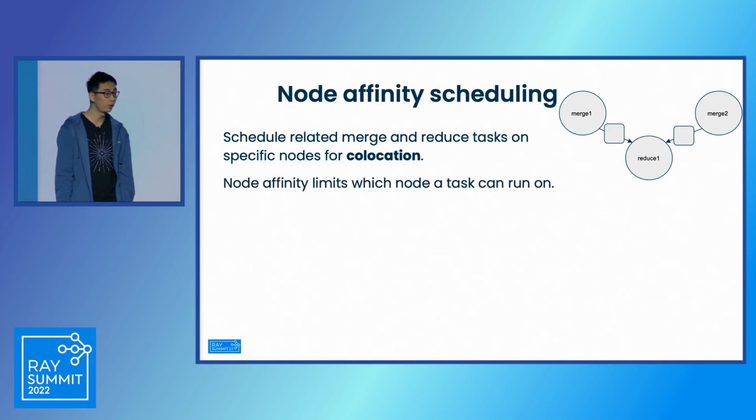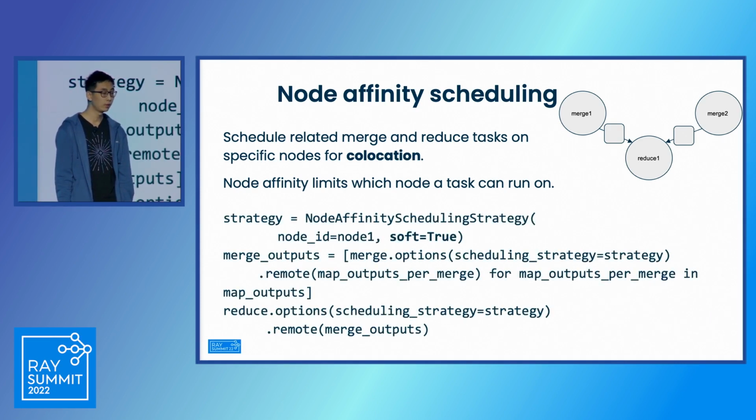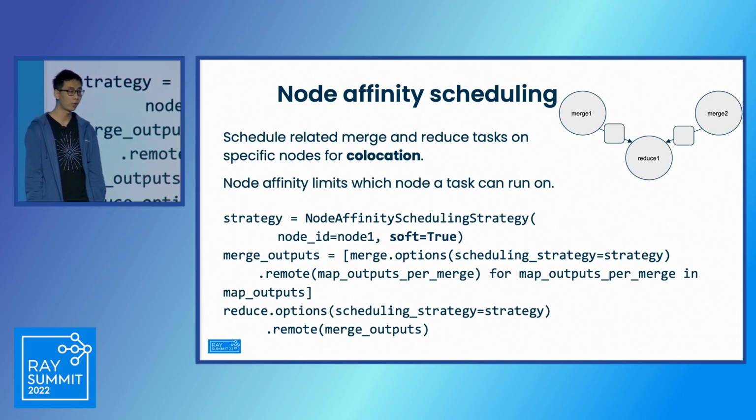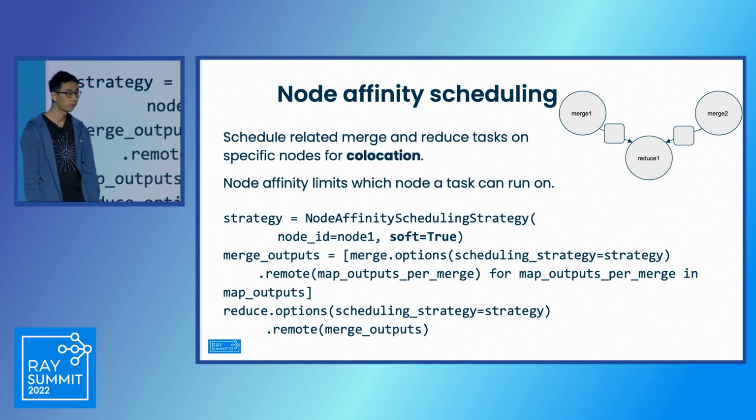So the solution is using the node affinity scheduling strategy, which limits which node a task can run on. This is the code for how you can do it. First, you define a node affinity scheduling strategy with the target node, and then you use that strategy when submitting your task. One thing to notice here is that we specify soft equals true when defining the strategy, which means we can tolerate the target node failure by running the task somewhere else.